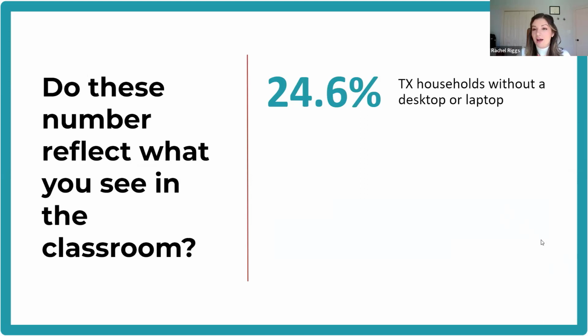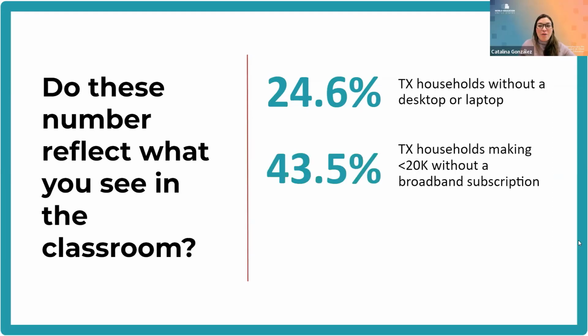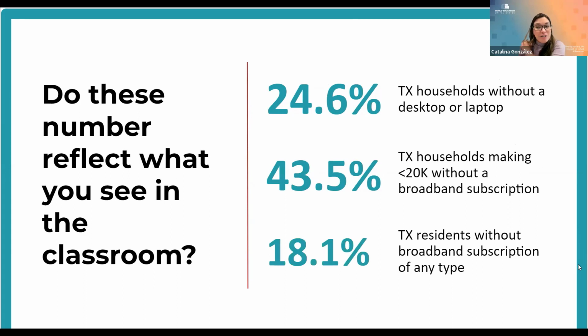24.6% of Texas households do not have a desktop or a laptop. So we're talking about 1/4 of the households in Texas that don't have one of those big screen devices. 43.5% of Texas households that are making less than $20,000 are without broadband subscription. 18.1% of Texas residents are without broadband subscription of any type.